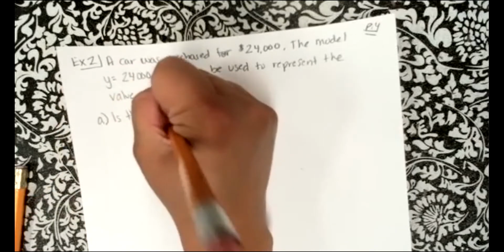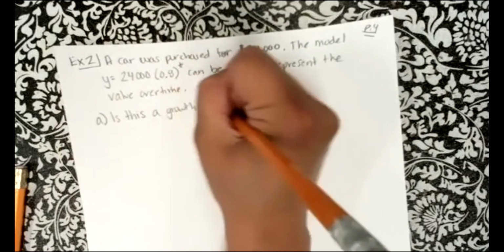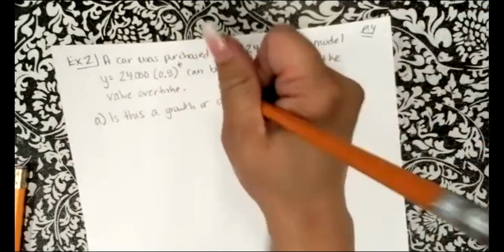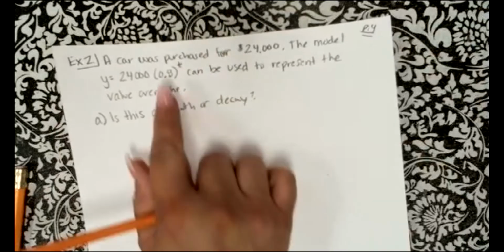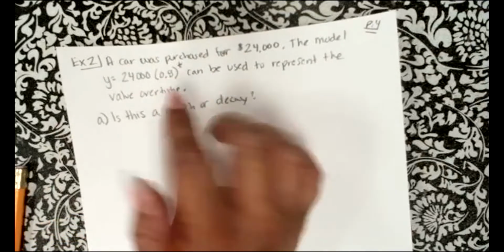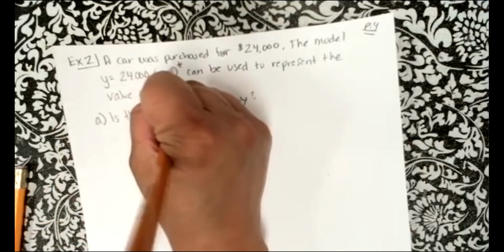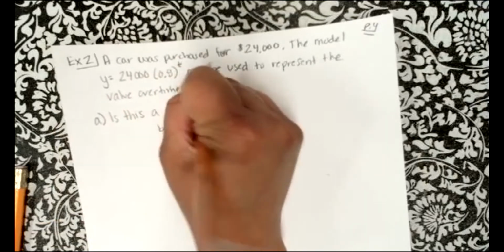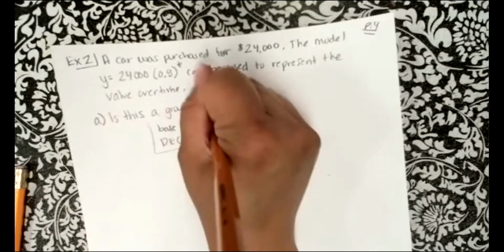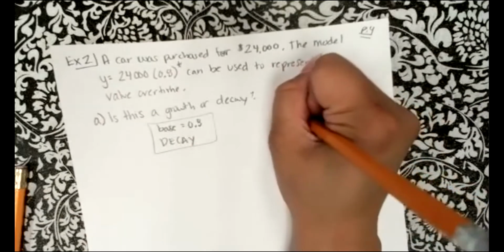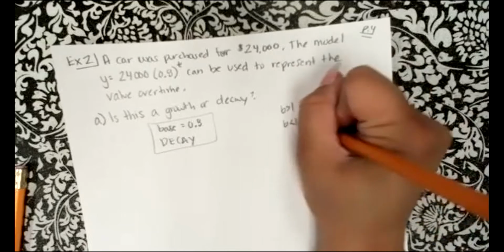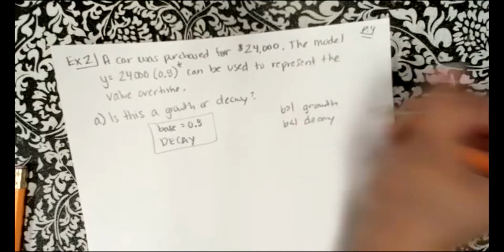Is this a growth or a decay? And I just went over that. Right there, the base is 0.8, which is less than 1. That's why it's a decay. So the base is equal to 0.8, and that is going to be a decay. If the base is greater than 1, it's a growth. If the base is less than 1, it's a decay.